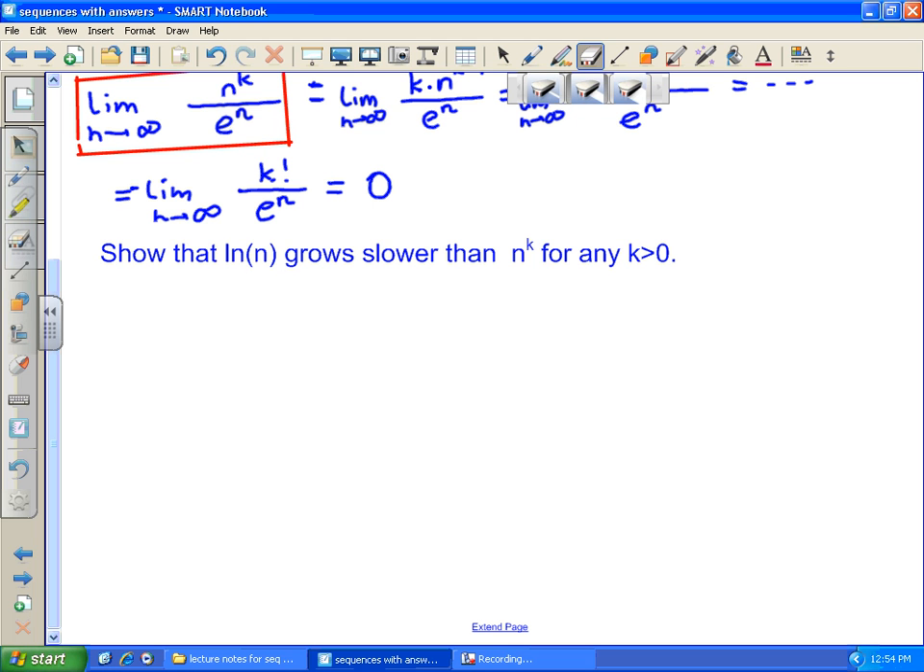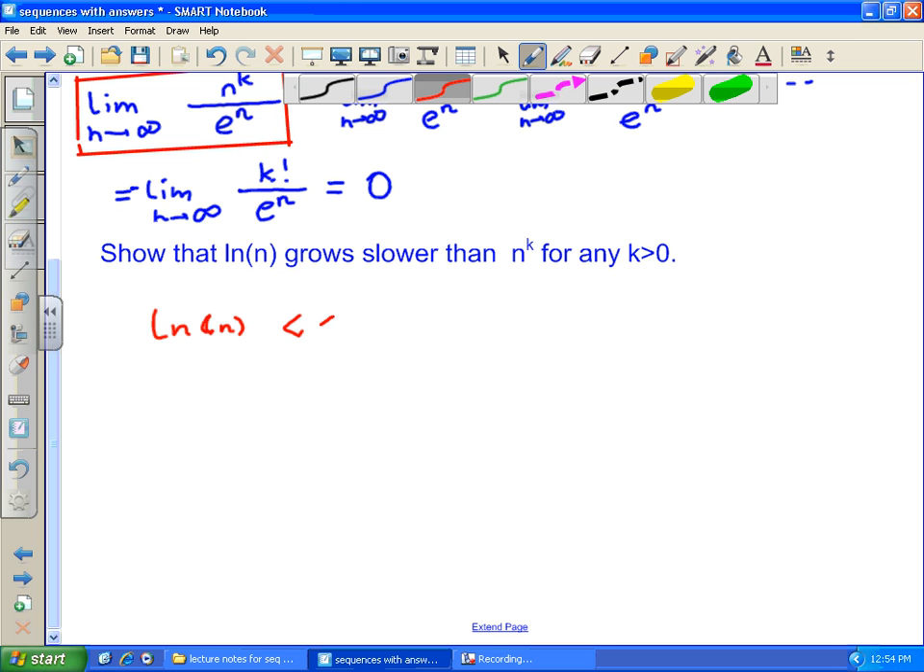How could we prove this? First, let's just write down what the claim is. They're claiming that ln n is much, much less than n to the k. So we're going to show that the limit of ln n over n to the k is what?